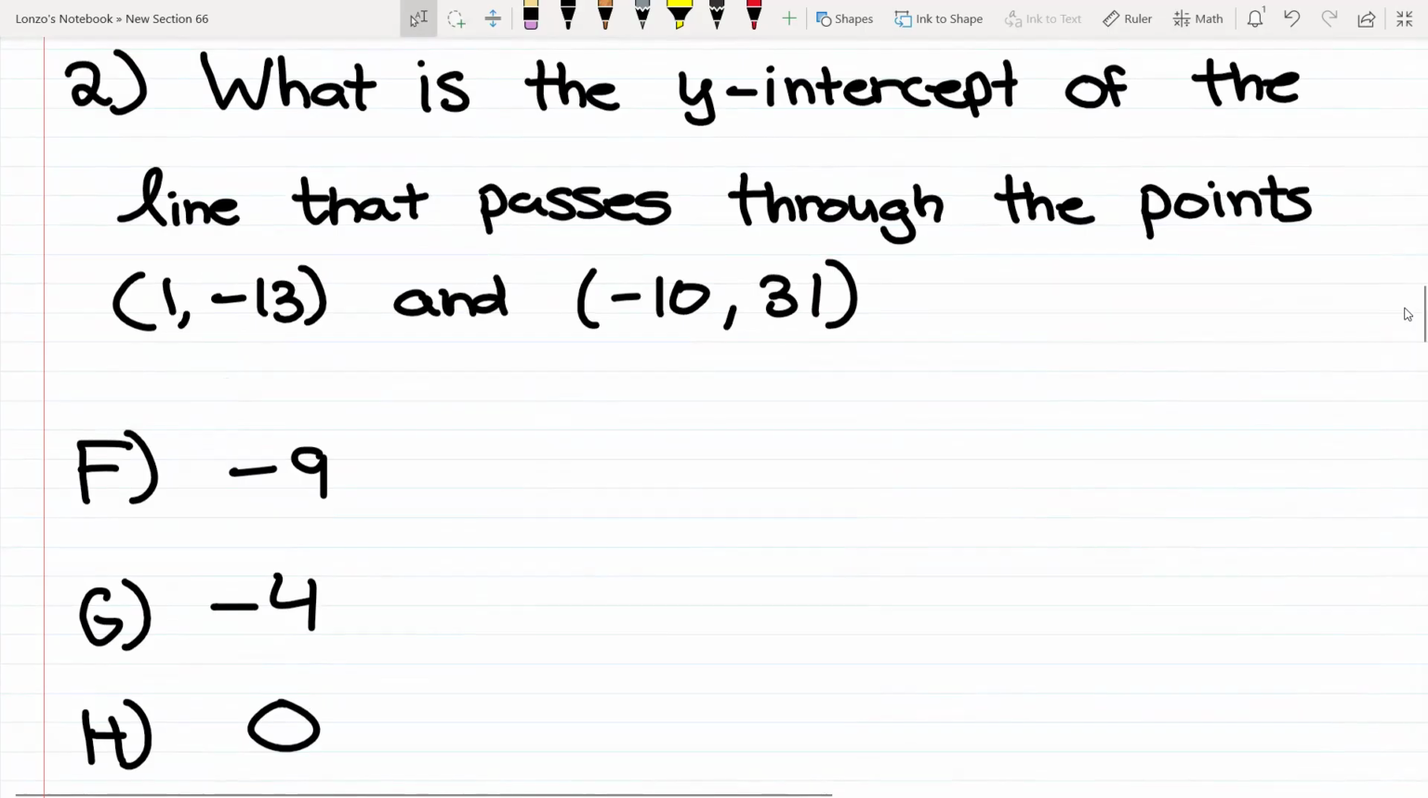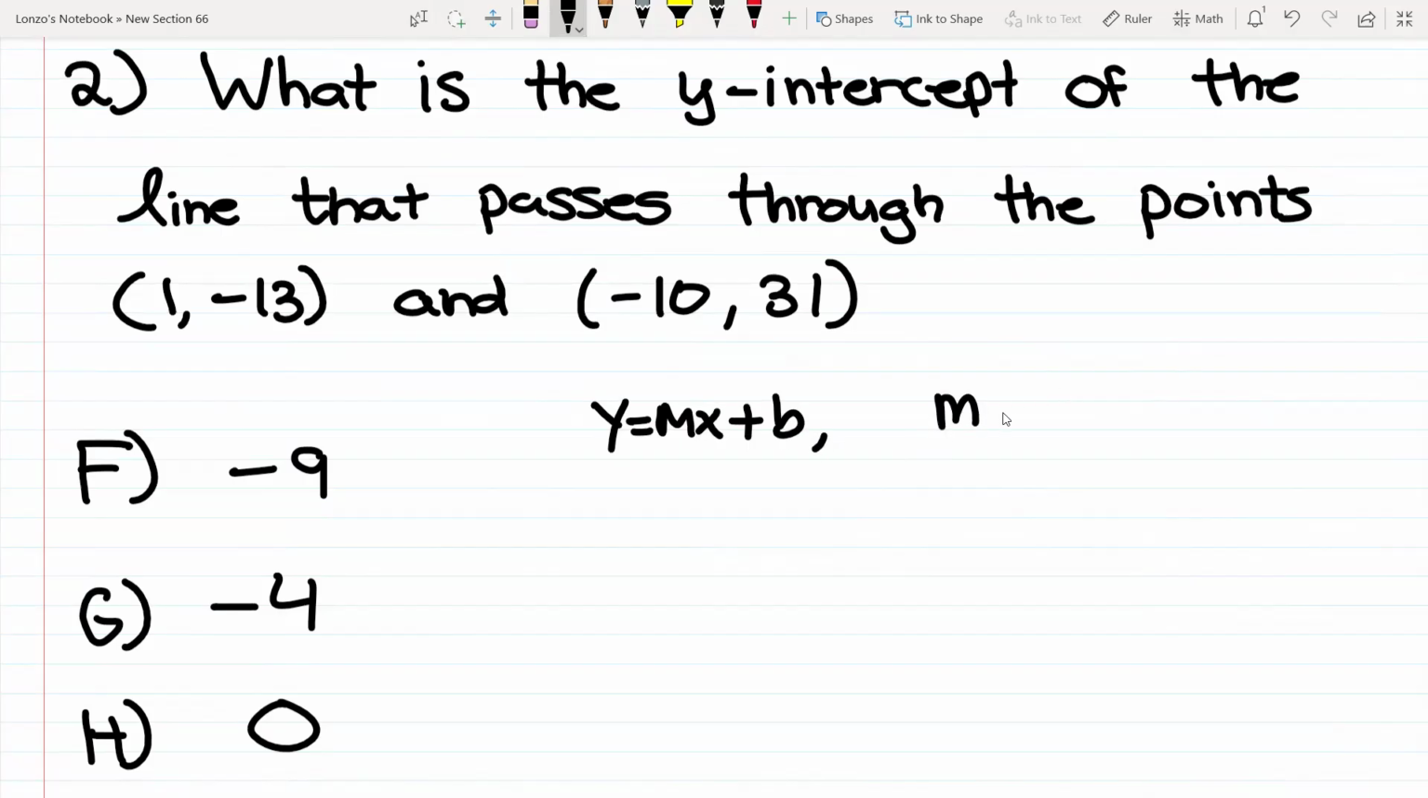Question two, what is the y-intercept of the line that passes through the points 1 comma negative 13 and negative 10 comma 31? So for the y-intercept, on question two you have to use two formulas. You gotta use slope-intercept form, y equals mx plus b, and then we also have to use the slope formula, right? m equals y2 minus y1 over x2 minus x1.